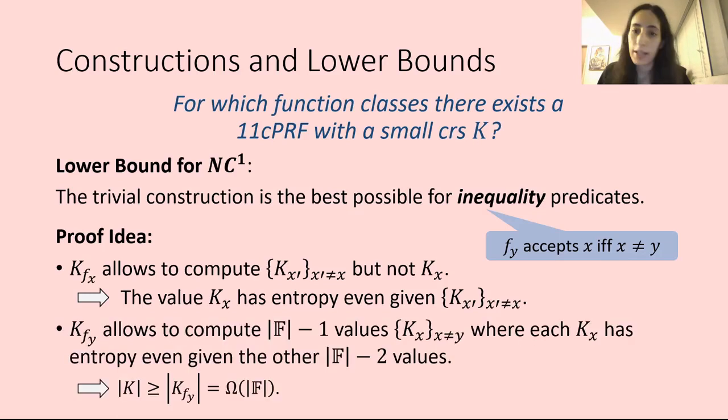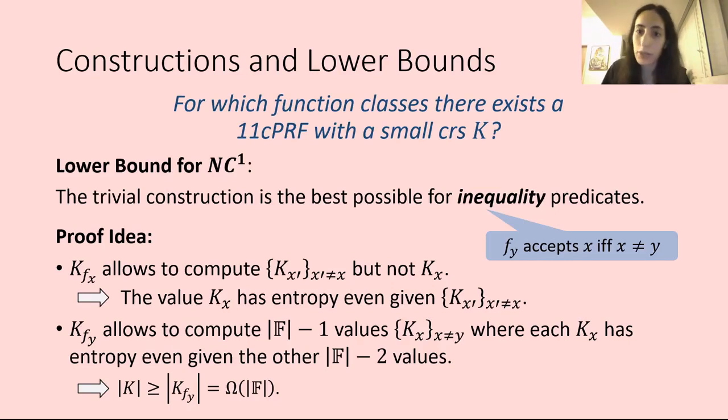And now consider some other value, y, and look at the constraint key for f sub y. Again, because of the correctness, we know that this key for f sub y allows to compute k of x for any x that is different than y. So in particular, it's for almost the entire input space. Those are many different values. But because of the first fact, we know that each of those values must have at least a single bit of entropy, even given all of the other values in this set.